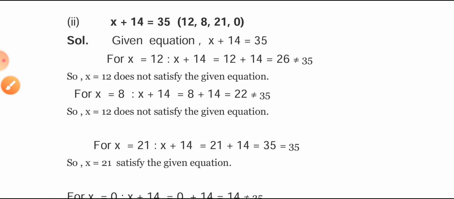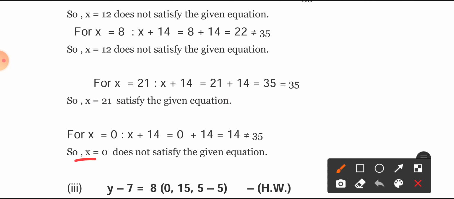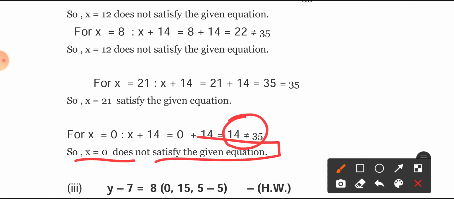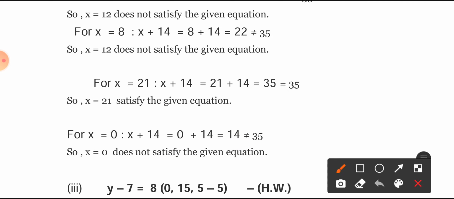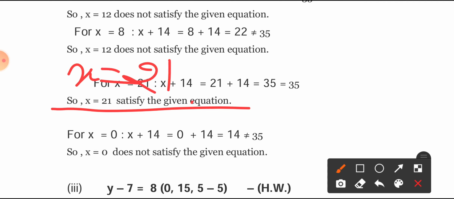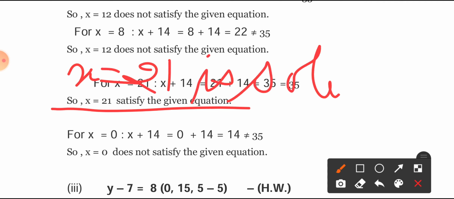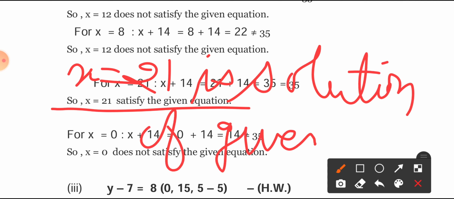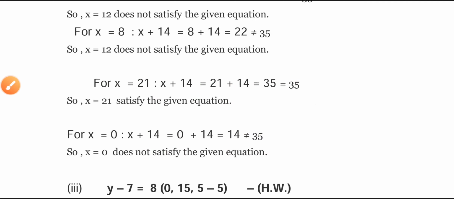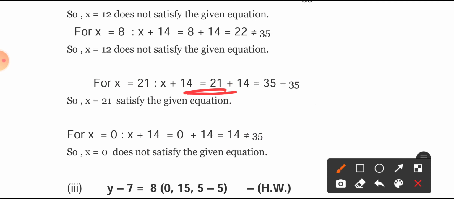And the last number is given here 0. So put 0 in place of x. So x is equal to 0 does not satisfy the given equation. If we put 0, we will get 14, which is not equal to 35. So here the answer will, how can you write the answer? That x is equal to 21 is solution of given equation. Why is it a solution of given equation? Because if we put in place of x is equal to 21, we'll get LHS equal to RHS.